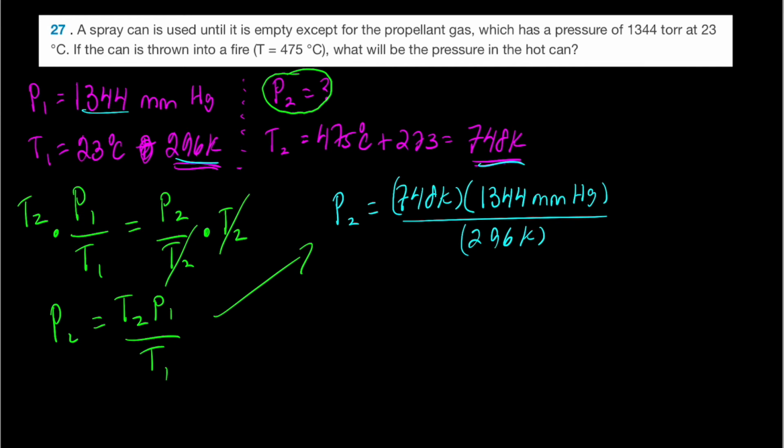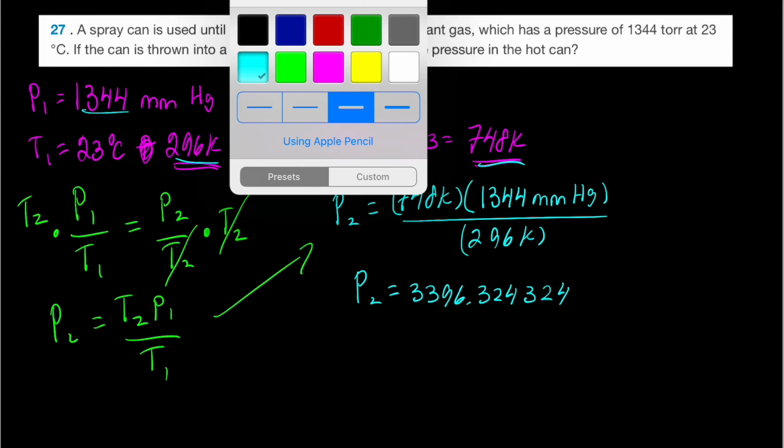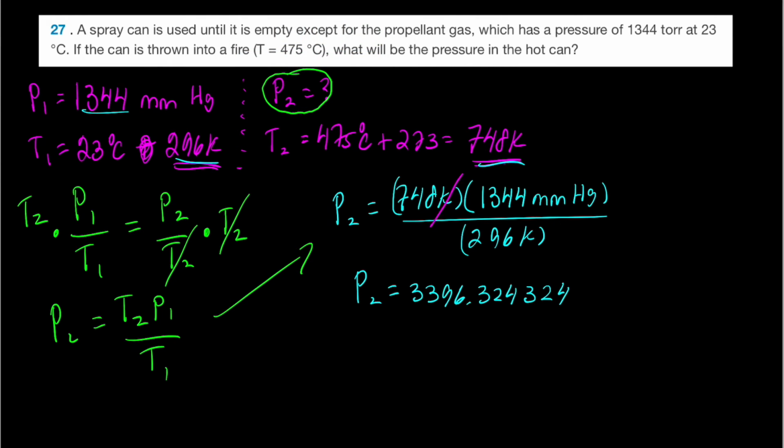When we punch this into our calculator, we get this value, 3396.324. It looks like a repeating decimal. The units there, if you look to see what cancels, are going to be millimeters of mercury, or the starting torrs if you kept it that way.